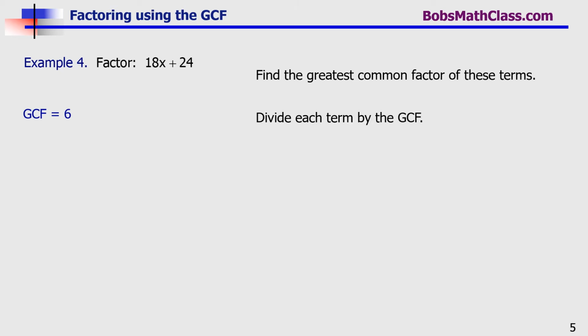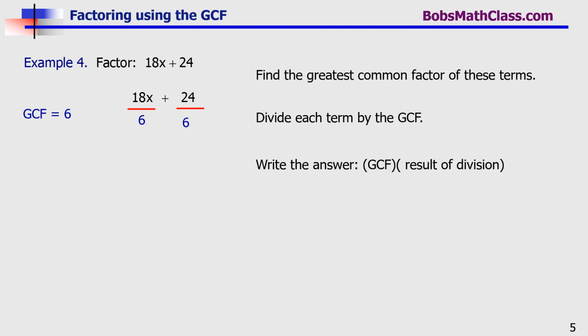Okay. Now we're going to divide each term by the GCF. So divide each of them by 6. That GCF is going to go in front of the parentheses, and the answer is going to go inside the parentheses. So 18x divided by 6 would be 3, and 24 divided by 6 would be 4. So here's our answer. 6, again in front of parentheses, and inside the parentheses would be 3x plus 4.